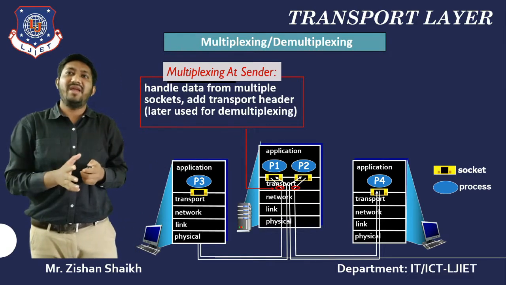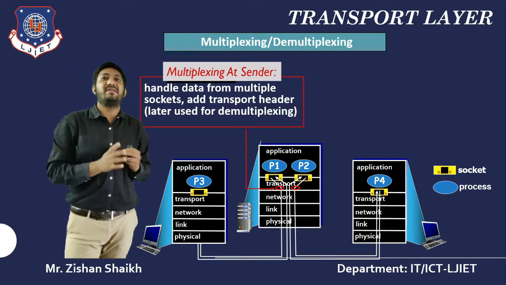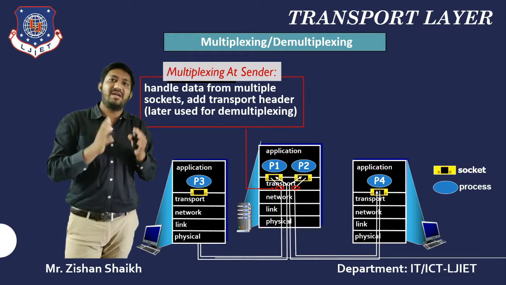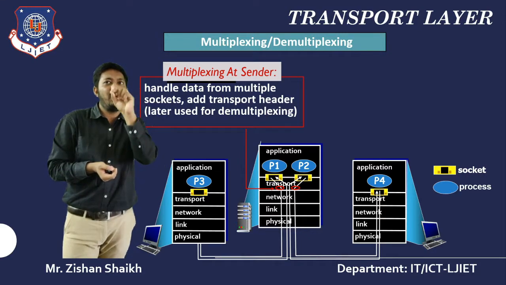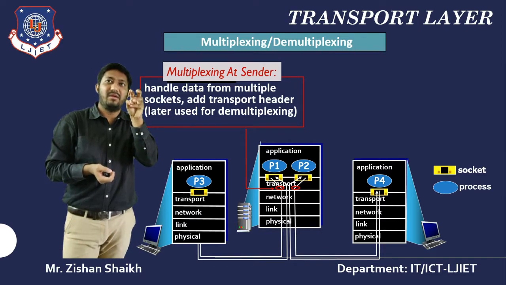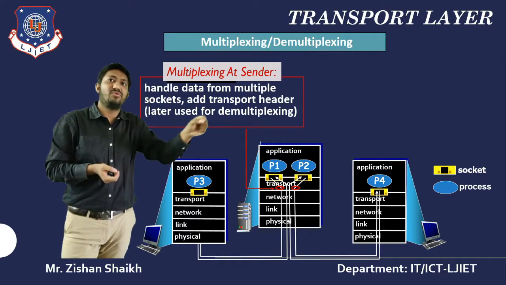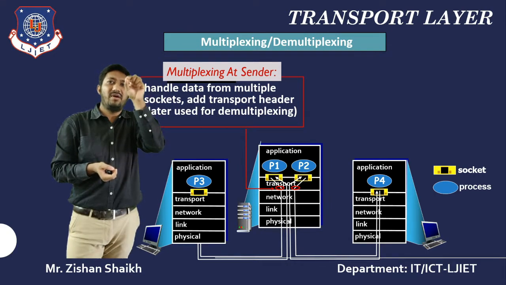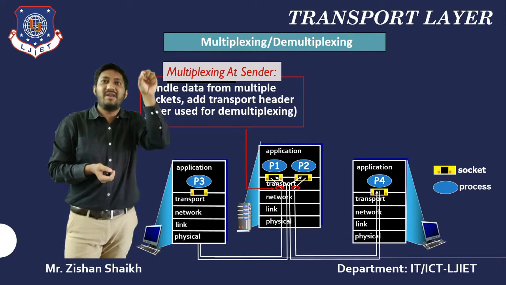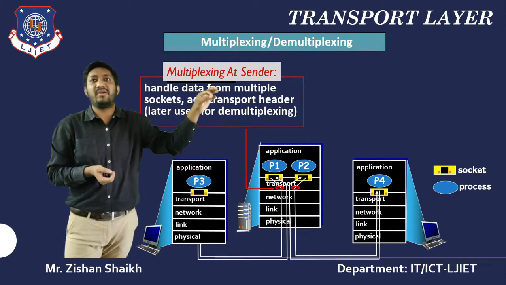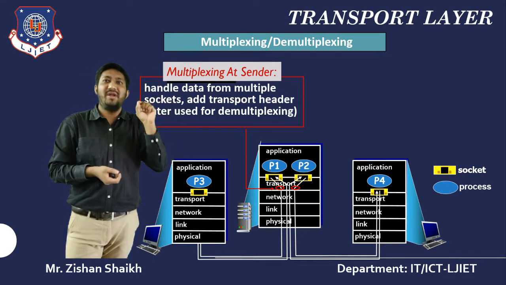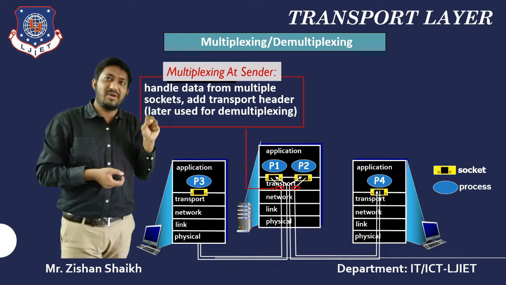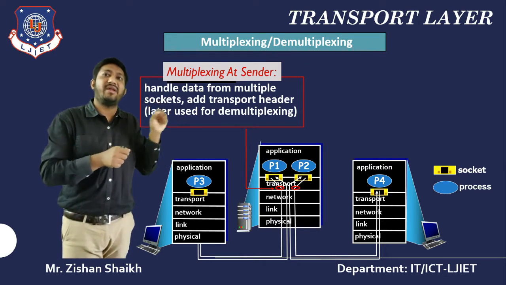Multiplexing happens at the sender side. Here it handles the data from multiple sockets. So the keyword here is socket. A socket is like a plug-and-play thing. When your data is transferring from source to destination, there is one common point through which your data goes, and that common point is unique for that particular port number. So it handles the data from multiple sockets and adds the transport layer header.